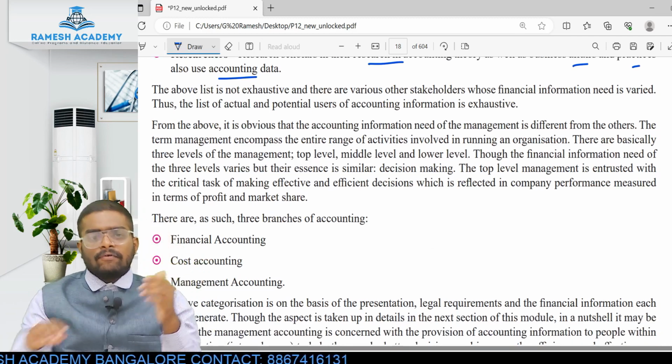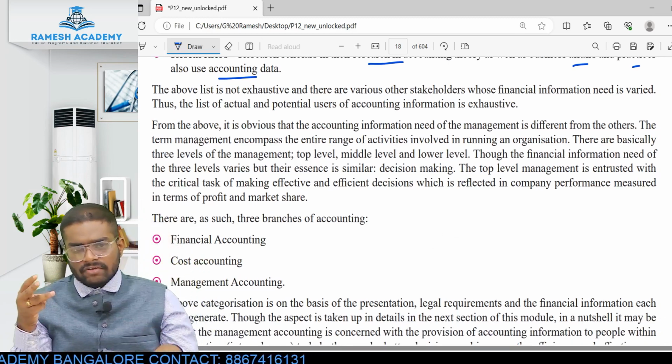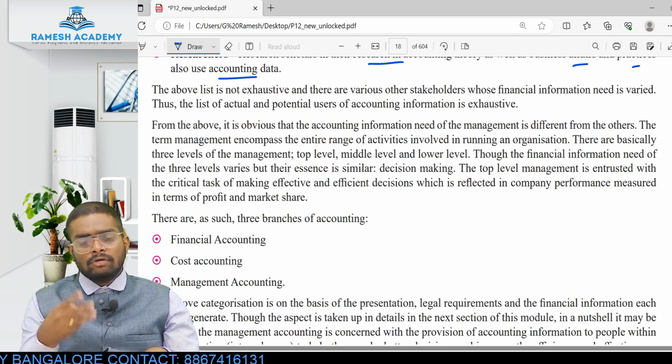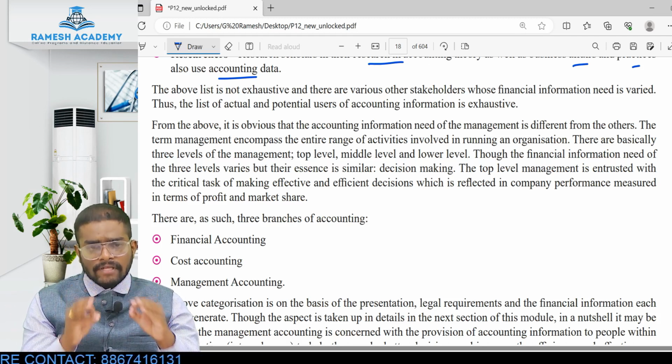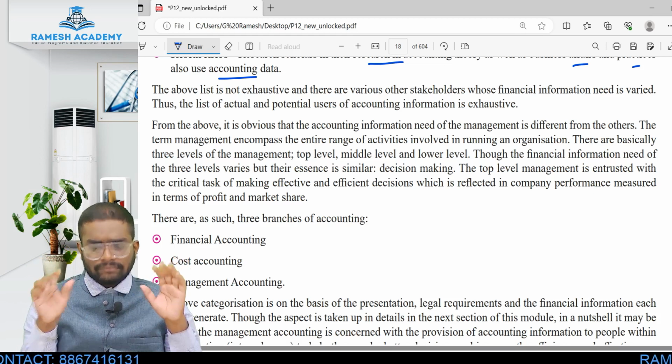So, accounting information. We have 3 levels of management, no? Top level, middle level, lower level. Who will be requiring accounting information? As per the above users, I think everyone will require accounting information. Okay.